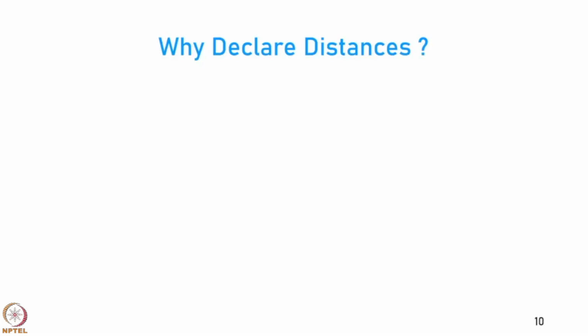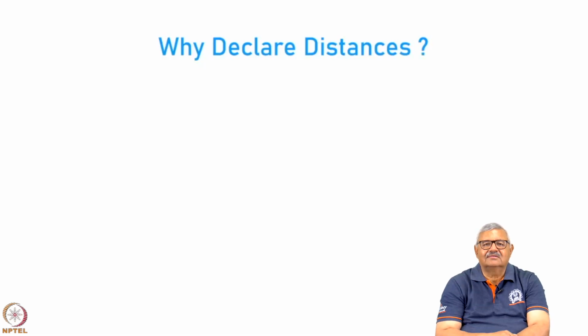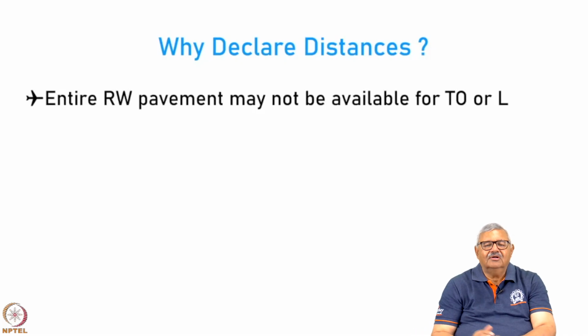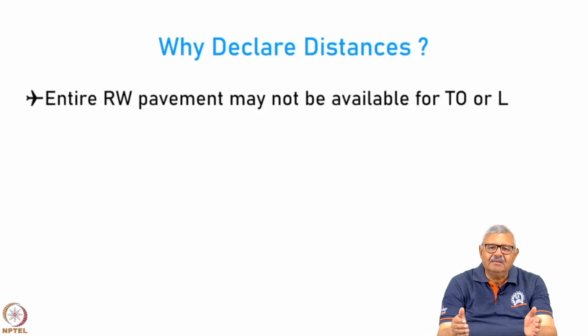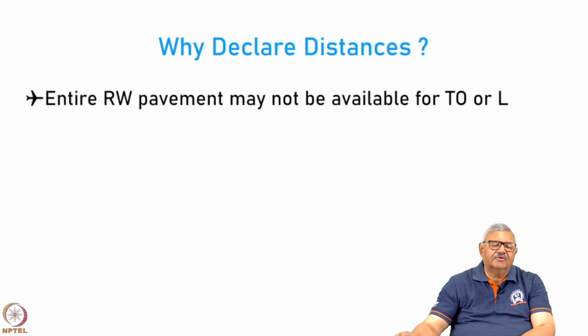The question that arises is, why does the airport need to declare the distances, mention them in the charts, and also keep updating them? The reason is that the runway pavement that is available at the airport, the entire pavement may not be available for takeoff or landing, either because of fixed constraints or because of certain constraints like some equipment not working or some taxiway being blocked. Okay.